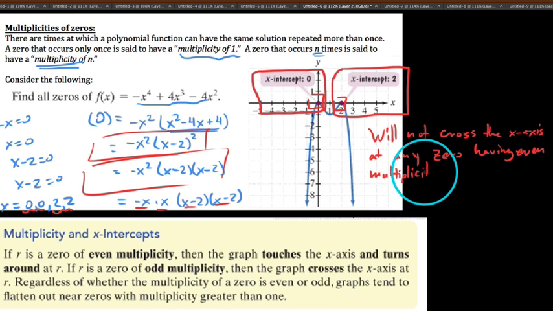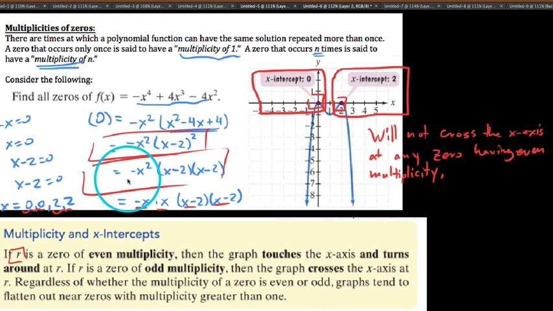And so this is going to be good news when we graph these, because it's going to help us know a little bit more about the graph before we go and actually sketch it ourselves. So we say if R, they use the letter R here, R is a 0 of even multiplicity. Okay, so this will be our 0 here, and it has even multiplicity. Then we say the graph touches the x-axis and turns around at R. Kind of like our graph turned around here and did not cross the x-axis.